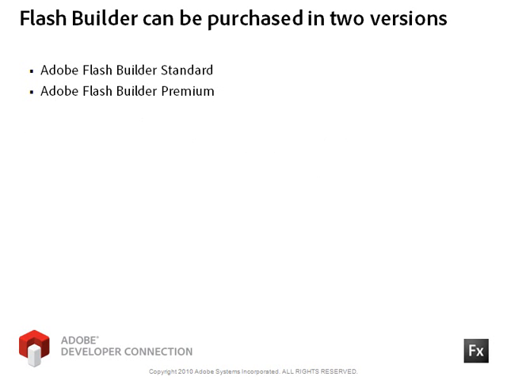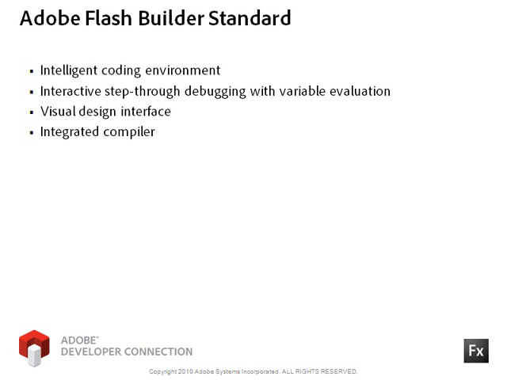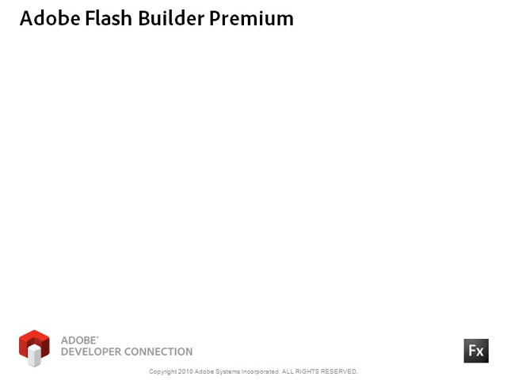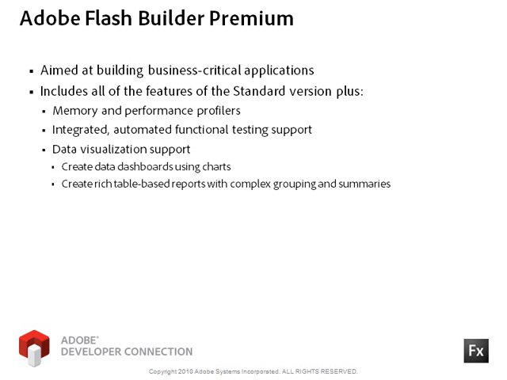Flash Builder is also available in two versions, Standard and Premium. The Standard version has most of the features developers need to accelerate and support their Flex development. The Premium version is aimed at building business-critical applications and includes all of the features of the Standard version, plus features for enterprise users including memory and performance profilers and automated testing. The data visualization support in Flash Builder Premium allows you to create charts, visual dashboards, and rich reports with complex grouping and summary features.